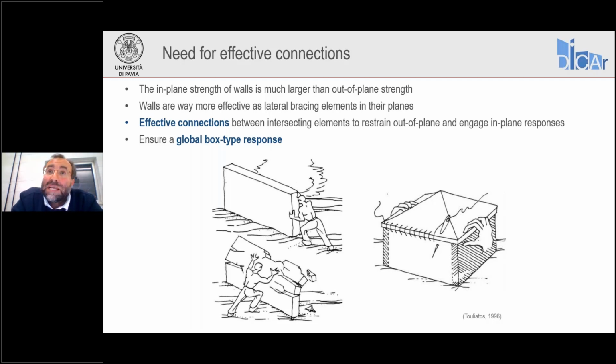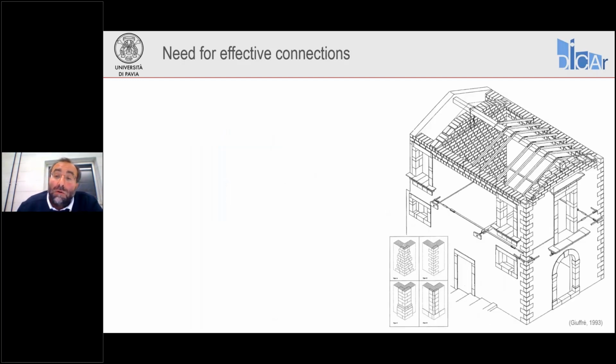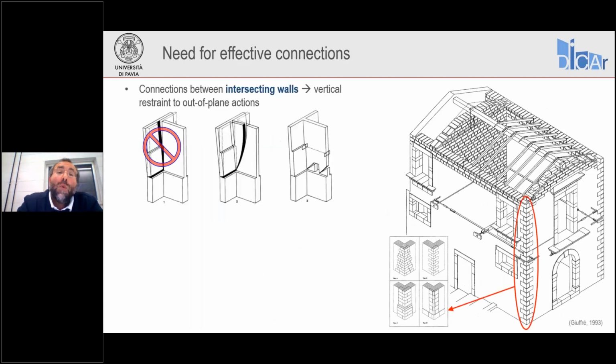But for this to happen, as we have seen, we need to tie together all the elements. We need effective connections between the intersecting walls and between floors and diaphragms. And we need to have these good effective connections as much as possible wherever we have intersections, in order to promote the so-called box-type response of the building. So, first of all, we need that intersecting walls are well connected with each other. This will provide vertical restraint against out-of-plane overturning mechanisms.